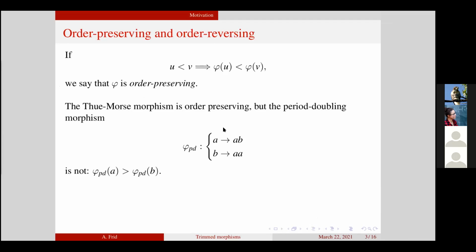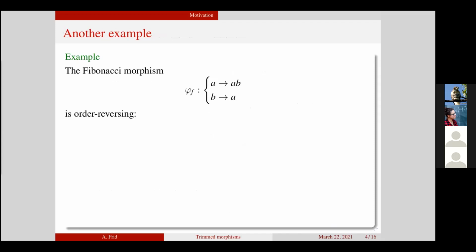For example, if we take the period doubling morphism, we have always the opposite order. The image of A is greater than the image of B. So we can say that this morphism is order reversing because the order is reversed. So here everything is very simple. Everything is binary.